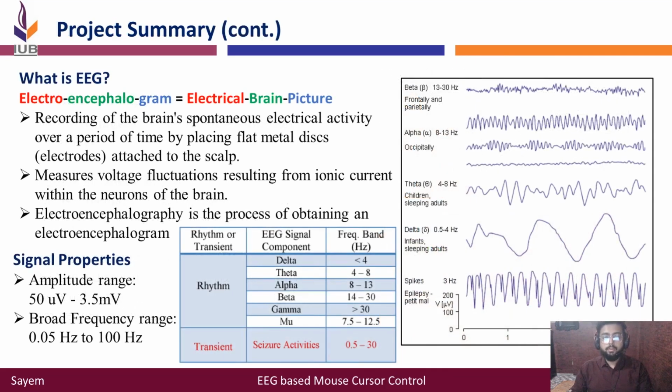An EEG is an electroencephalogram, and if you break it down, it stands for electrical brain picture, which is a representation or recording of the brain's spontaneous electrical activity over a period of time. It's a non-invasive technique to record the brain's activity, and the test is done using small metal discs, which are known as electrodes.